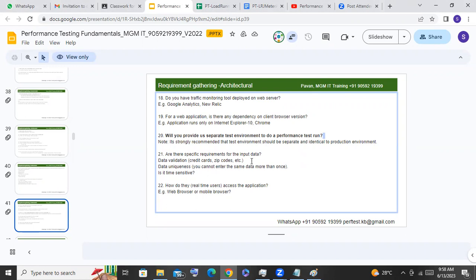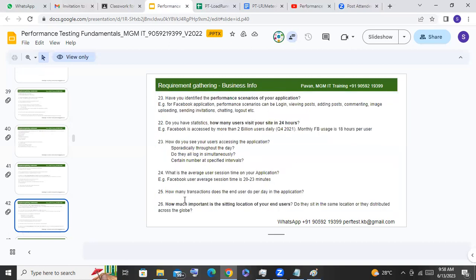Are there any specific requirements for the input data? You would also get that, and how do they access the application, whether it is from the web browser or the mobile browser. All this information you would get from the requirements gathering. And what are the identified performance test scenarios? What do you mean by identified performance test scenarios?